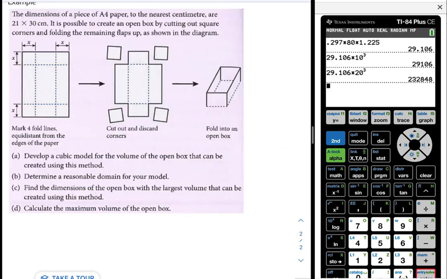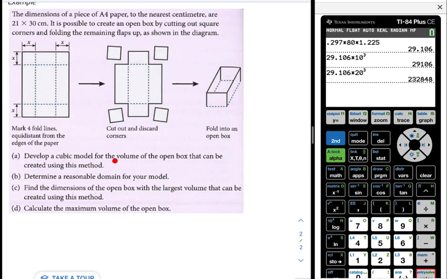The next example is a very typical cubic example for the IB. It reads, the dimensions of paper A4 to the nearest centimeter are 21 by 30 centimeters. It is possible to create an open box by cutting out square corners and folding the remaining flaps up as shown in this diagram. So we see that we have our A4 paper, we're removing the 4 corners, and then we're folding these flaps up so that it creates a box.